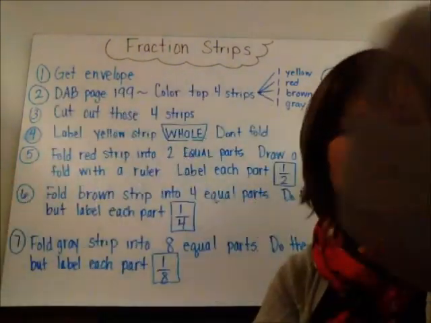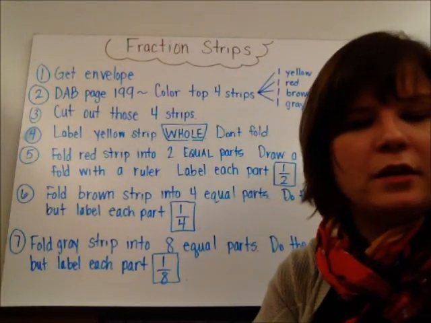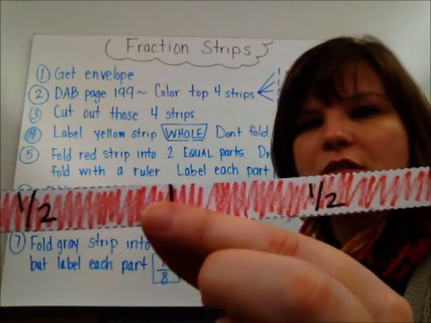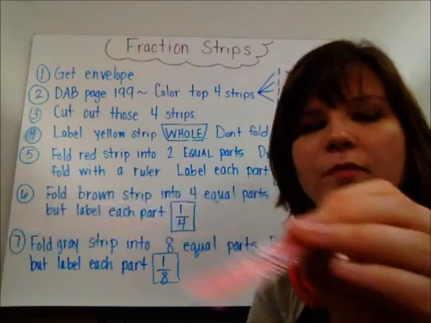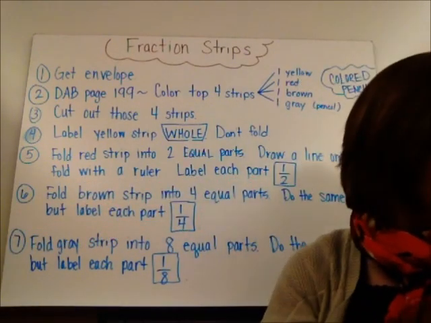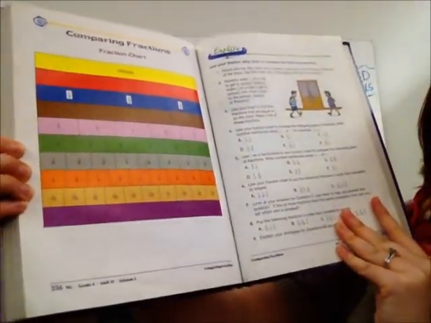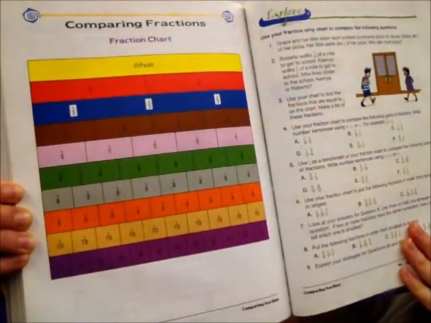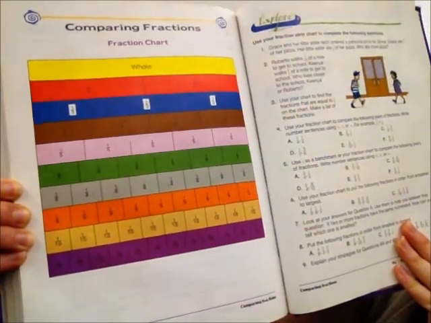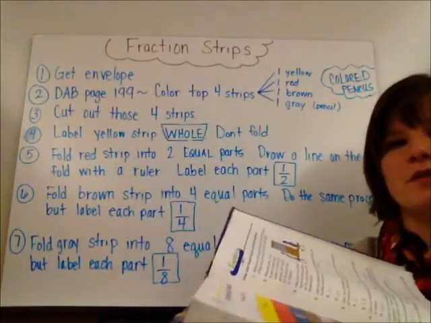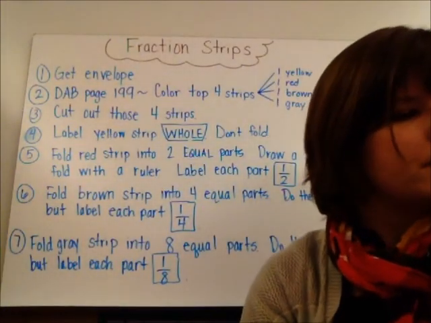They don't have to be colored very perfectly. Here's an example of one of mine, just as long as you can tell what color they are. We want something that's going to look like this in the end. This is in your math book on page 336. This is a fraction chart using the same kind of idea. So that's where we're going with all of this.